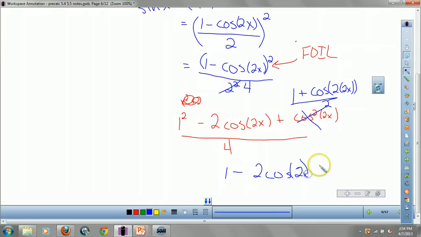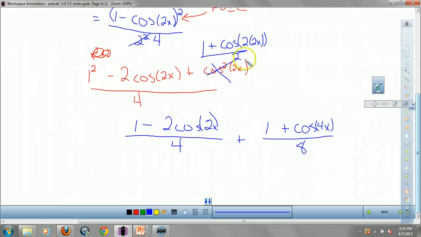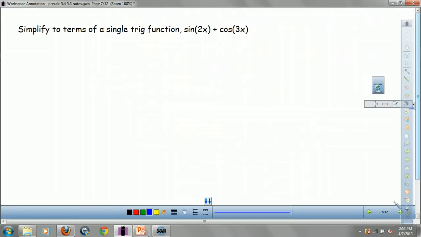Okay. 2x. And this is all over 4. Plus 1 plus cosine of 4x all over 8. Because this 2 with this 4, right, so it's all over 8. And I'll let you leave it like this, guys. I won't make it simplified even more because, to be honest, it's a pain in the butt. Okay? So that's all I'd be looking for. Capiche?